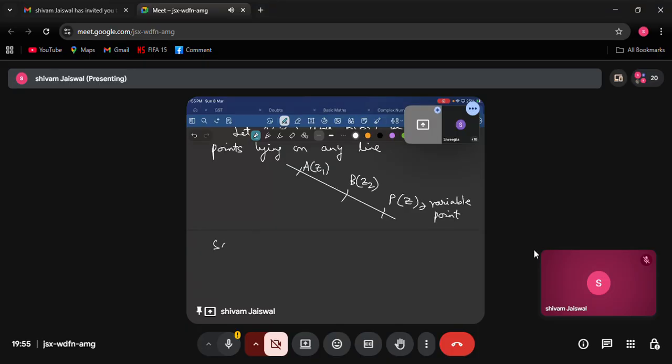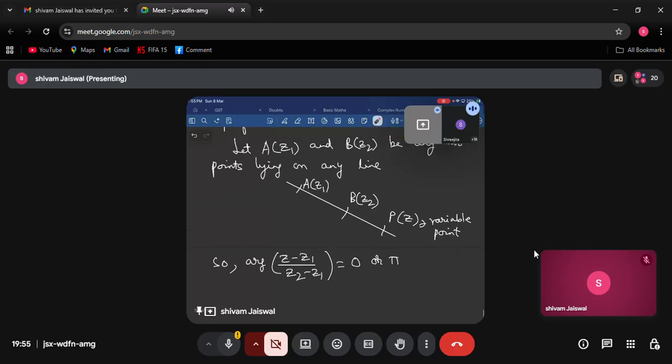So everyone, can I say that argument of Z minus Z1 upon Z2 minus Z1 will be equal to 0 or pi? Yes or no? Tell me. What is the angle between these two vectors, Z minus Z1 and Z2 minus Z1? Either it is 0 or it is pi, depending upon the position of P, right?